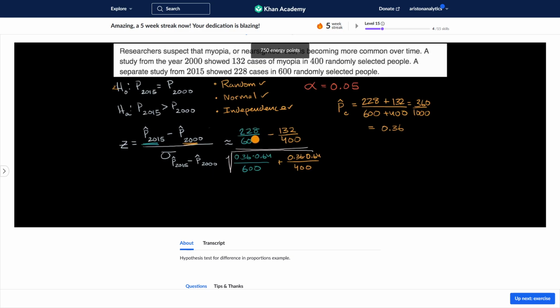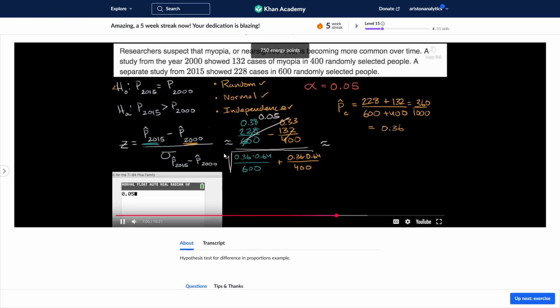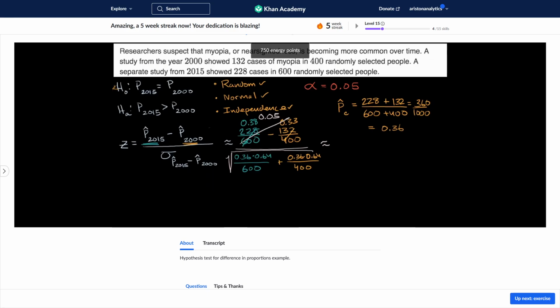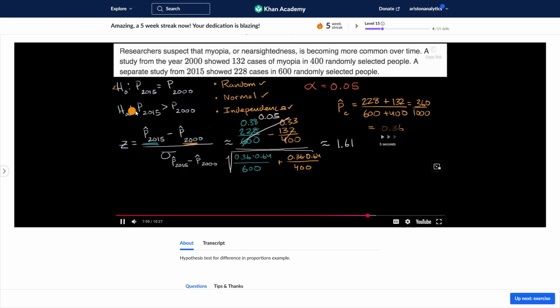Before I even get my calculator out, I think I can simplify this a little bit. Dividing the difference in proportions by the square root of that expression is going to get me approximately 1.61. So that's our z-score. And their alternative hypothesis was that 2015 is greater than 2000.